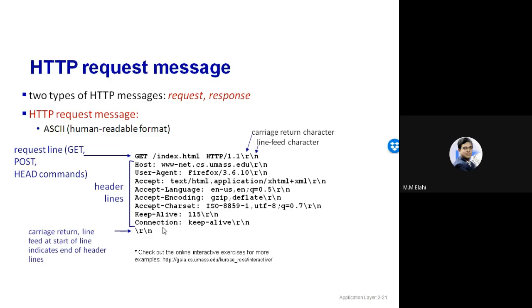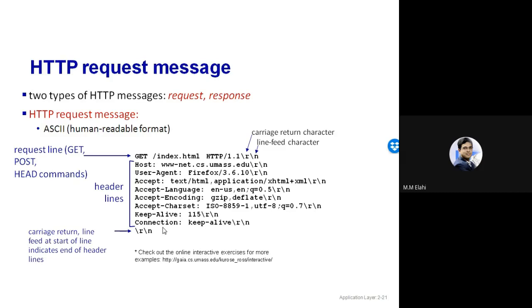There is an example. You can see the first line. The first line is called the request line. There are three components in the request line. The first one is the method, and there can be different types of methods like GET, POST, HEAD. These are called commands or methods. Then /index.html, that is the file path, and HTTP/1.1, that is the version number. So this is the request line.